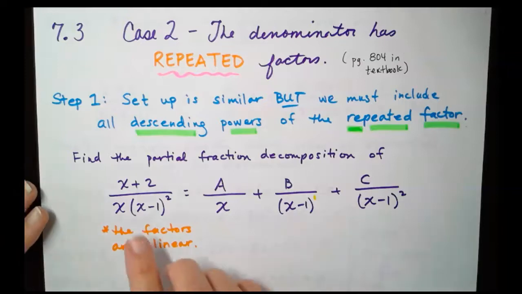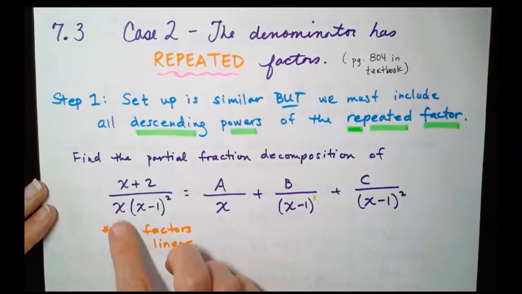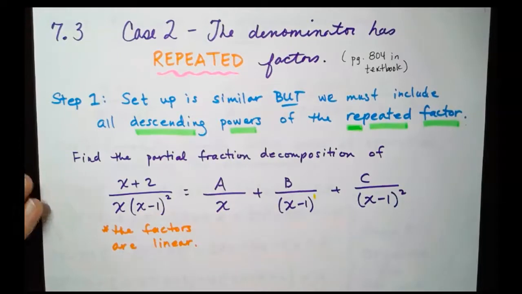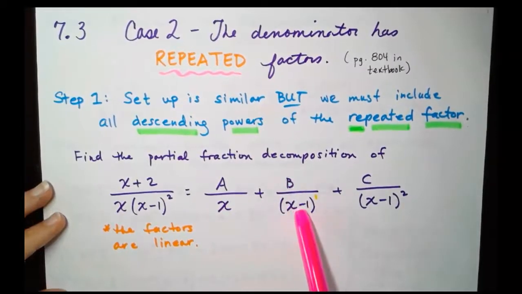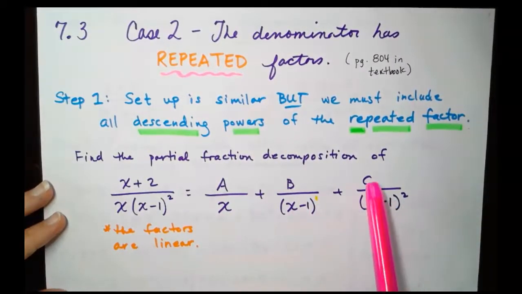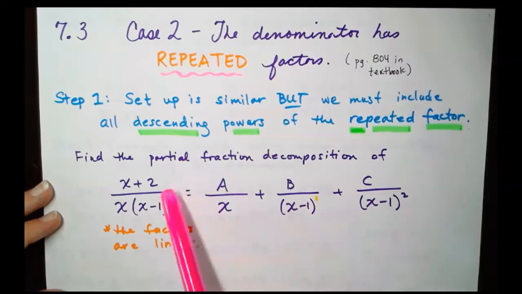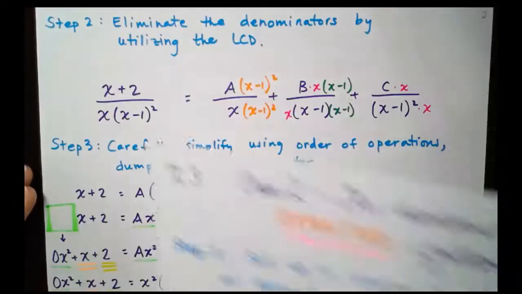So what does that mean? Well, if we have x plus 2 over x times x minus 1 quantity squared, please note that both of these factors are linear. Even though this is to the second power, the factor itself is linear. So that's what I'm talking about there. The setup is the same as I said. We're going to have A over x, B over x minus 1 to the first power, and C over x minus 1 to the second power. So every descending power of that repeated factor has to have a representative. So let's take a look at the problem.